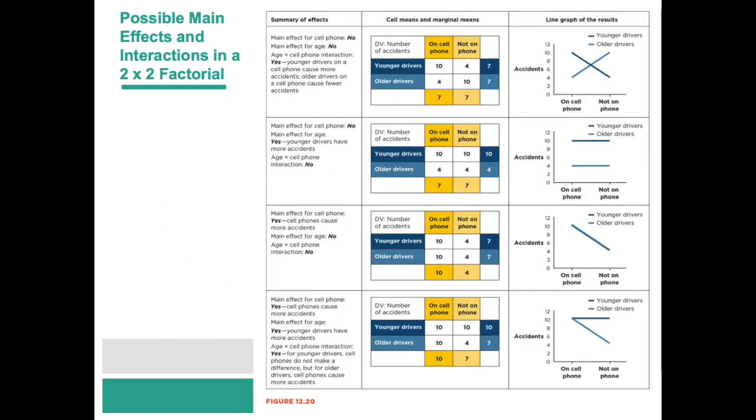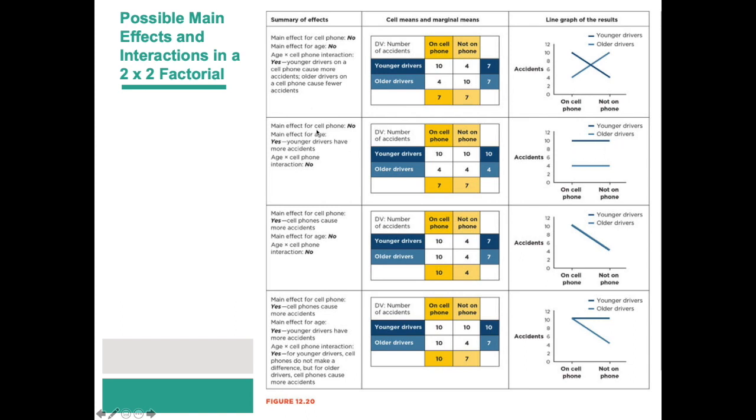All right, so there's number of possible main effects and interactions in a 2x2 factorial. 2x2 just means you have one group that has 2 levels and another group that has 2 levels. So all of these are 2x2s. They're all different situations, just made up data. And so the line graph of the results look like this. All of these are possible in a 2x2. So in this one, we're not going to go into a ton of depth on this, but this one implies that there's no main effect for cell phone and no main effect for age, but there is an interaction.